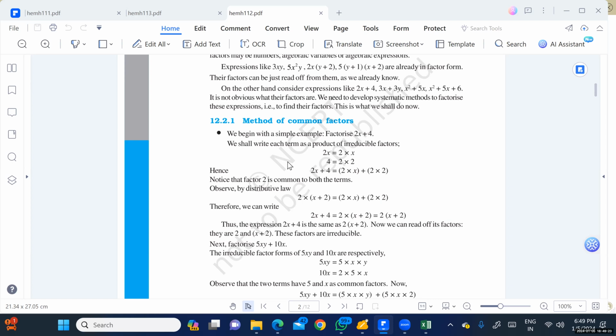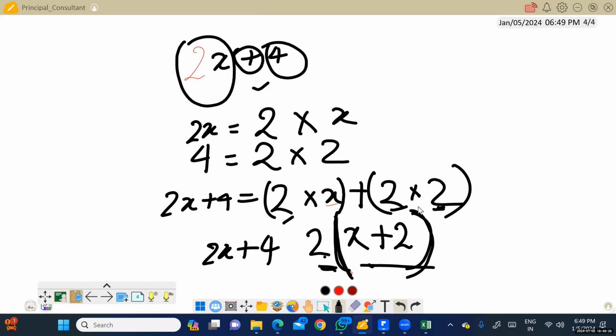So what we are saying here, this 2 is a monomial term. This is a binomial term. We say this is a term, correct? Yes, sir. So when I say this is a binomial term, it has x plus 2, whereas this is a monomial term.